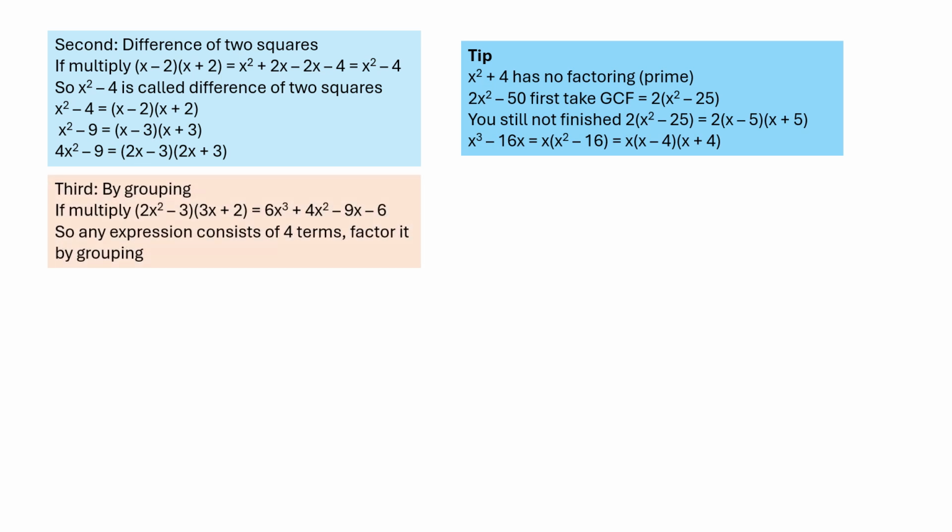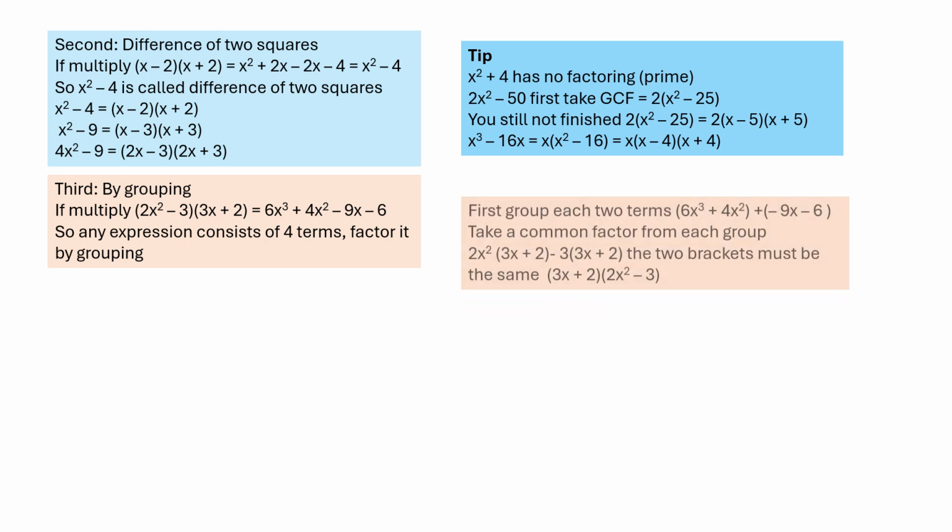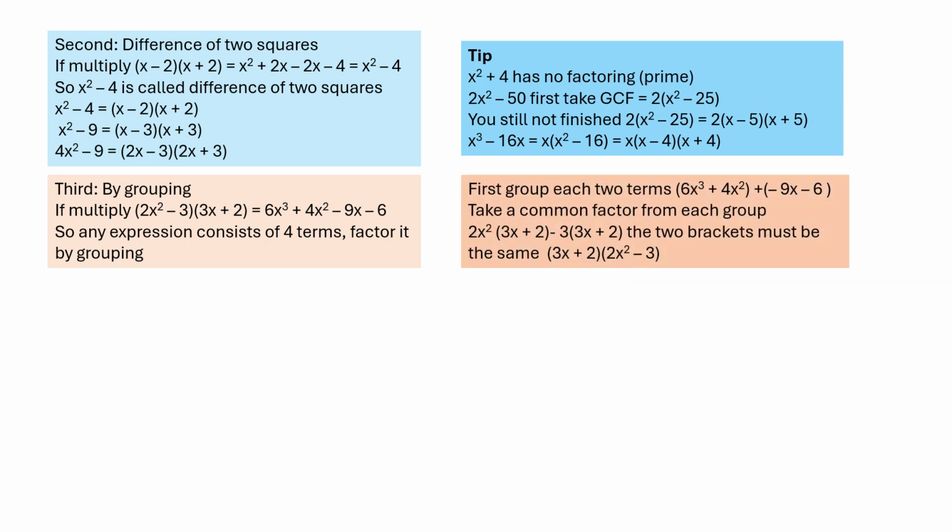The third type is called grouping. If we multiply the two brackets, this will be 6x cubed plus 4x squared minus 9x minus 6. There are no like terms, so it stays as itself. Now we want to come back from the right-hand side to the left-hand side by a new lesson called factoring. If there are 4 terms, you must remember the grouping method. First group each two terms: the first two terms inside parentheses, and plus in the middle, the second two terms inside parentheses.